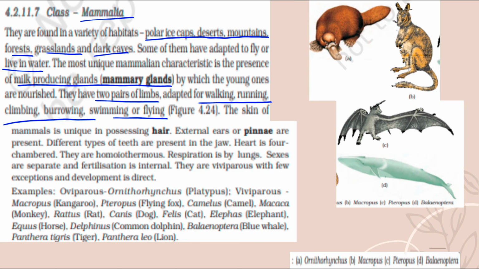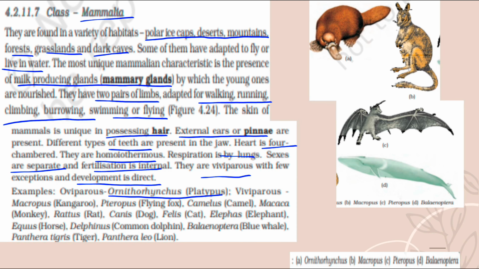The skin of mammal is unique as it possesses hair. External ears or pinnae are present. Different type of teeth are present in jaw. Heart is four-chambered. They are homeotherms. Respiration is by lungs. Sexes are separate. Fertilization is internal. They are viviparous, with few exceptions, and development is direct.